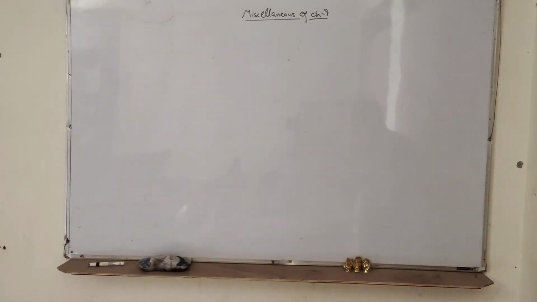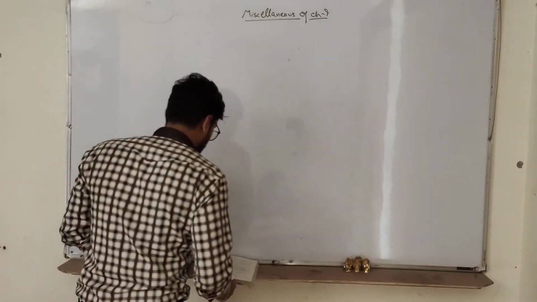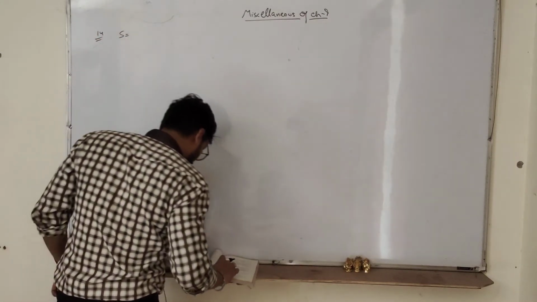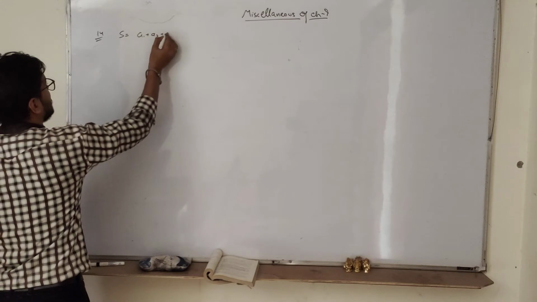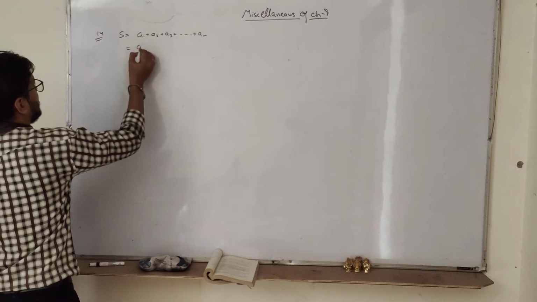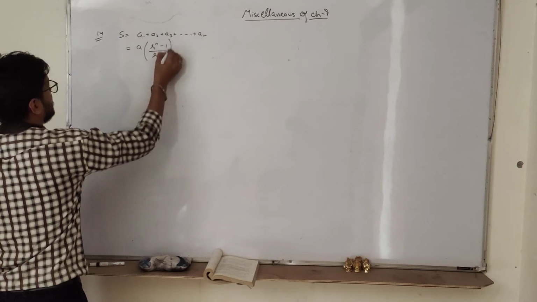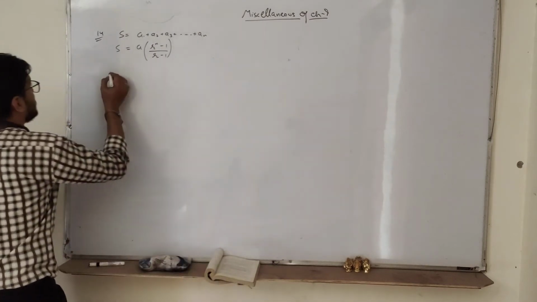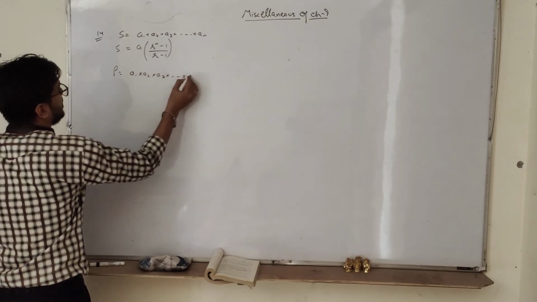Next is question number 14. Let S be the sum, P be the product and R be the sum of reciprocals of n terms of GP. So according to the question, S be the sum of n terms of GP, so a1 plus a2 plus a3 up to an, right? So we can say S is equal to a, GP it is, so r to the n minus 1 upon r minus 1, right? Next, P be the product. So P is equal to a1, a2, a3 up to an.